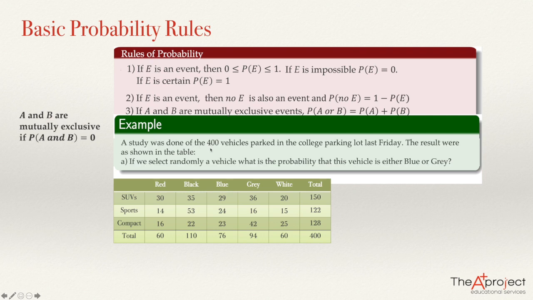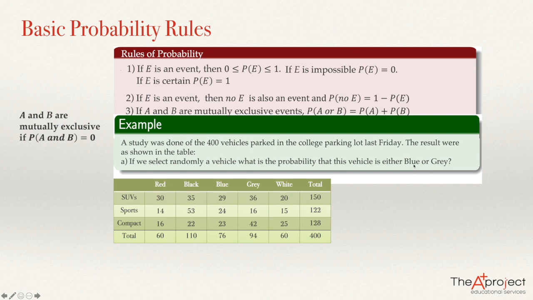A study was done of the 400 vehicles parked on the college parking lot last Friday. The results were as shown in the table. So this is the same table. But the question is, if we select randomly a vehicle, what is the probability that this vehicle is either blue or gray? We can find the probability of being blue, then the probability of gray, because these two events are mutually exclusive. A car cannot be at the same time blue and gray. So it is impossible that these two events happen at the same time.